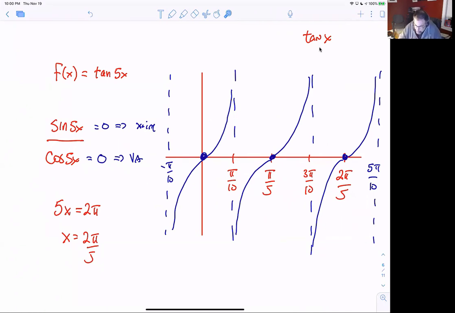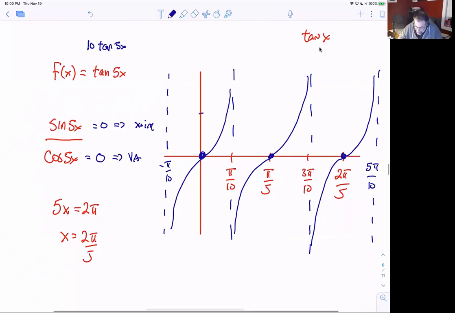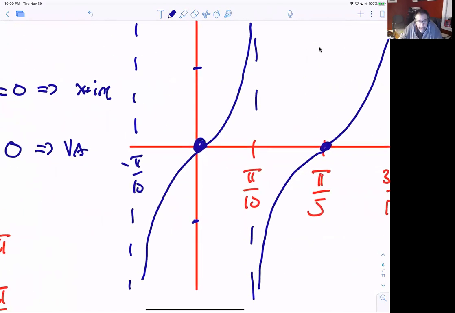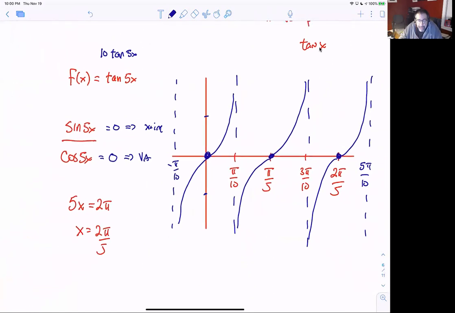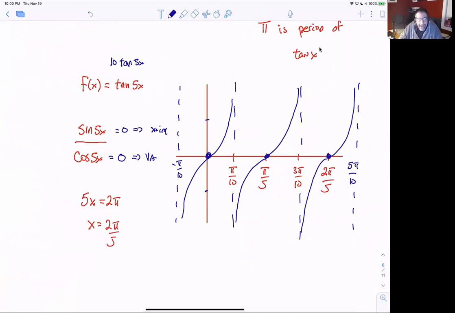Some people are going to ask, well, what happens if you throw like a 10 in front of this? What happens if this is tangent of 5x times 10? How does that change? Well, because we don't have a max or a min, we're not labeling anything on the axis. So really, it's just stretching it a little bit, but it doesn't make the graph look all that different. So you don't have to label that.